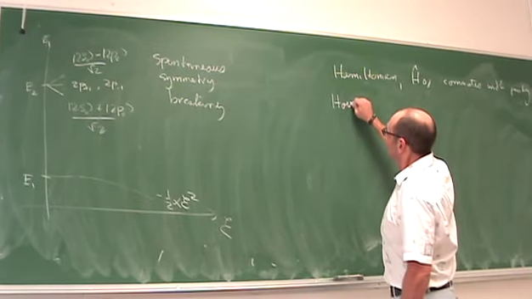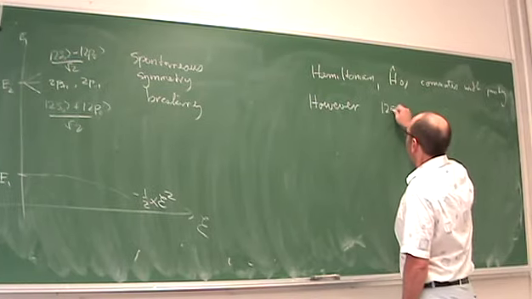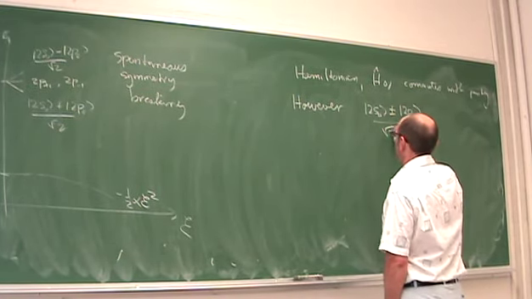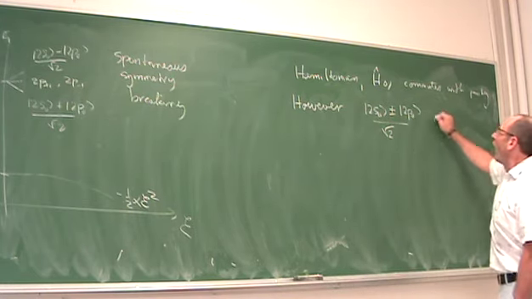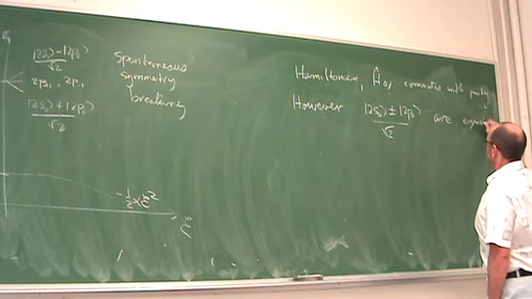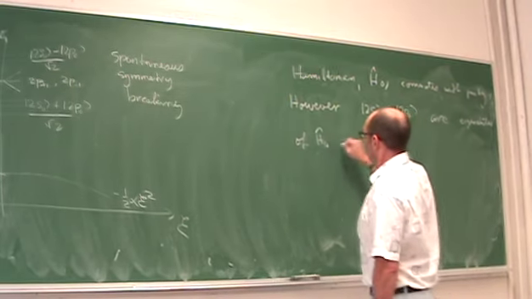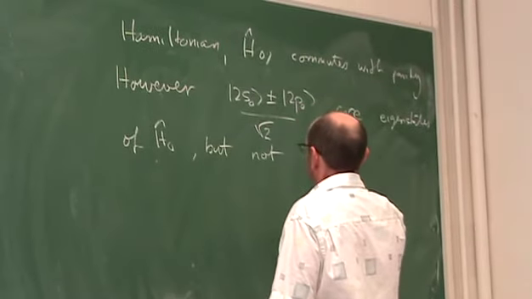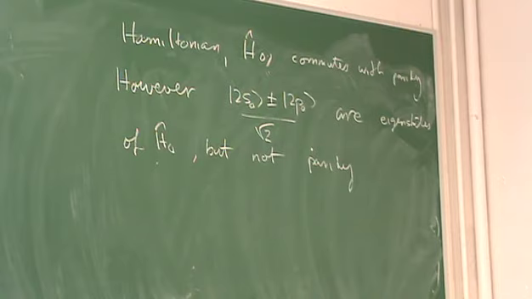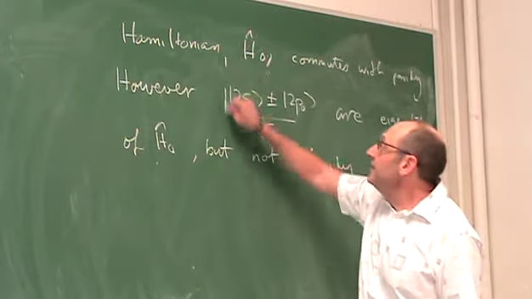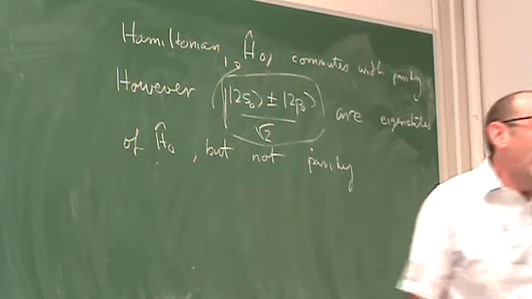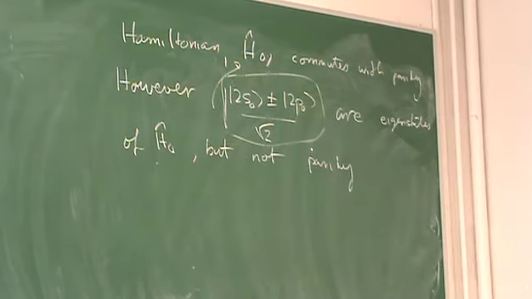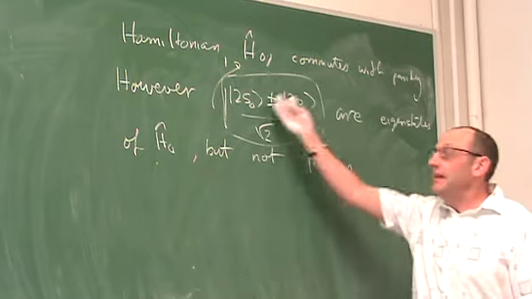However, the states, which are the symmetric and anti-symmetric combinations of the S and P states, are eigenstates of H0, but not of parity. So there are eigenstates of the Hamiltonian which break the symmetry that the Hamiltonian respects. The Hamiltonian is parity invariant. Nonetheless, these states are eigenstates of H0, and that happened because they were degenerate. So for all intents and purposes, without any perturbation, this is an equally good energy level.